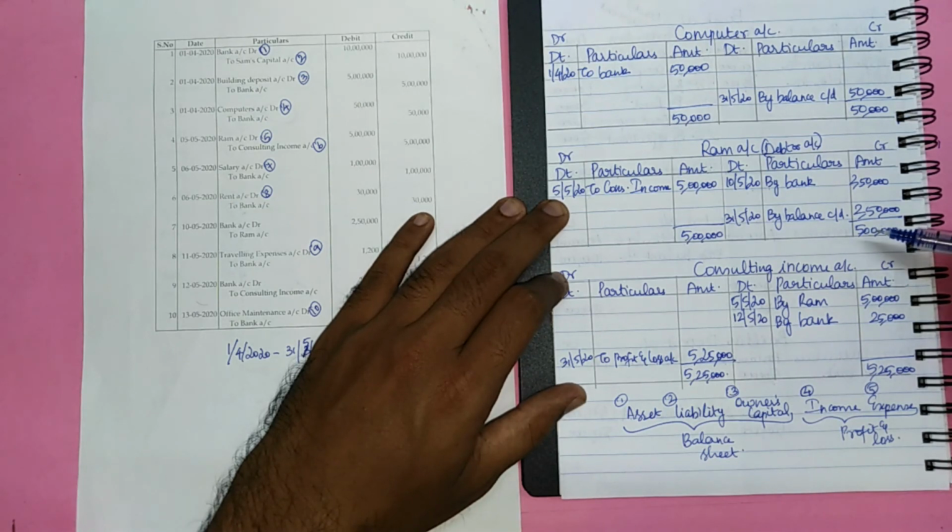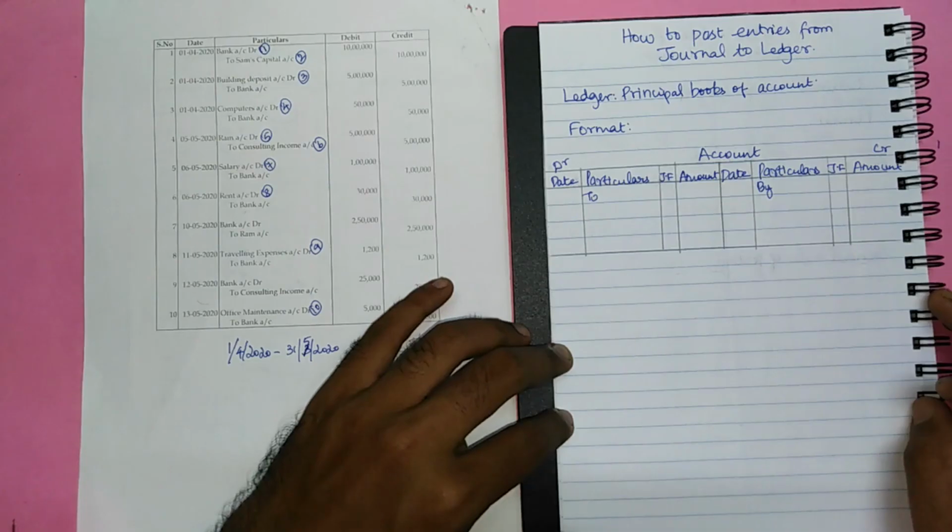As said earlier, the next video will be about transferring these balances to the trial balance, which is the third phase on accounting.